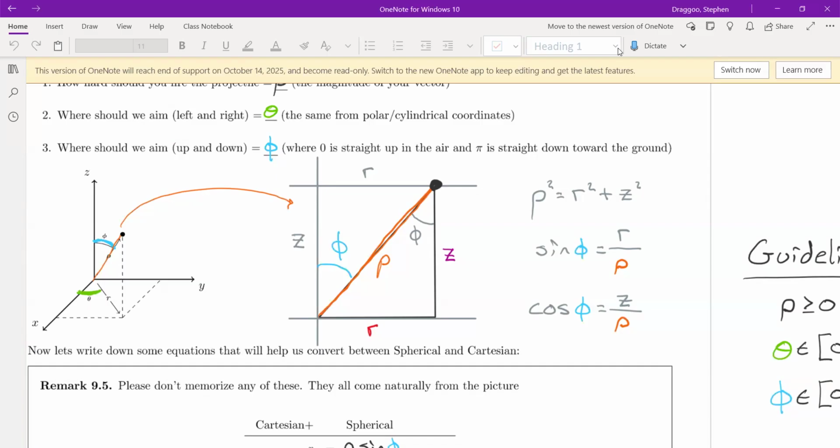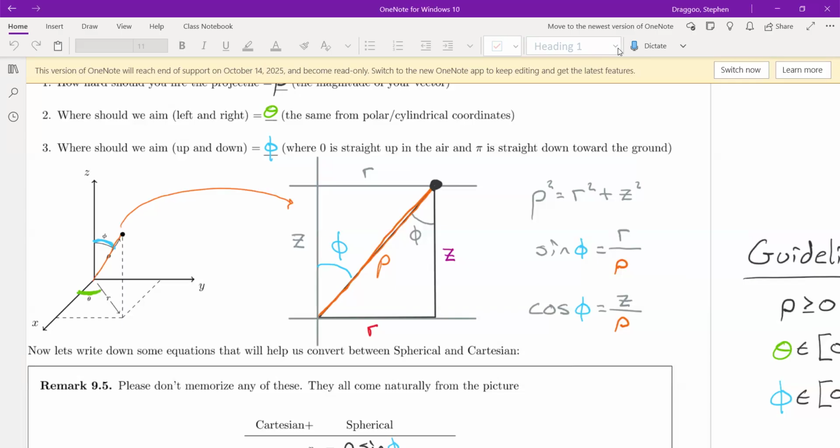Z is still the up and down distance. R now is our out from the z-axis distance. And I can define both sine and cosine of phi. In particular, sine of phi is going to be r over rho, and cosine of phi is going to be z over rho.